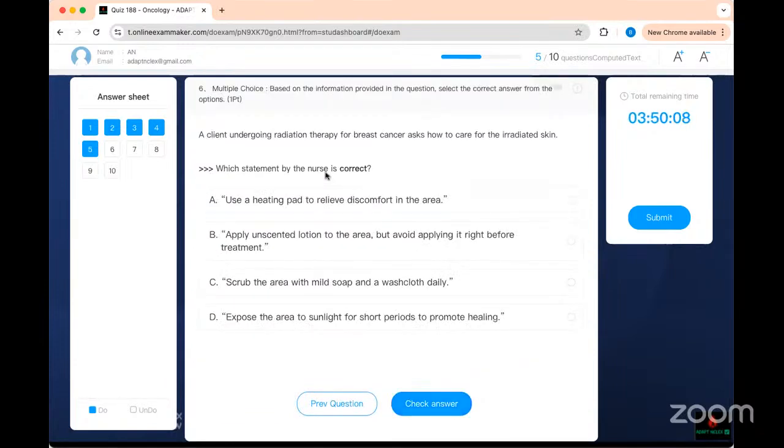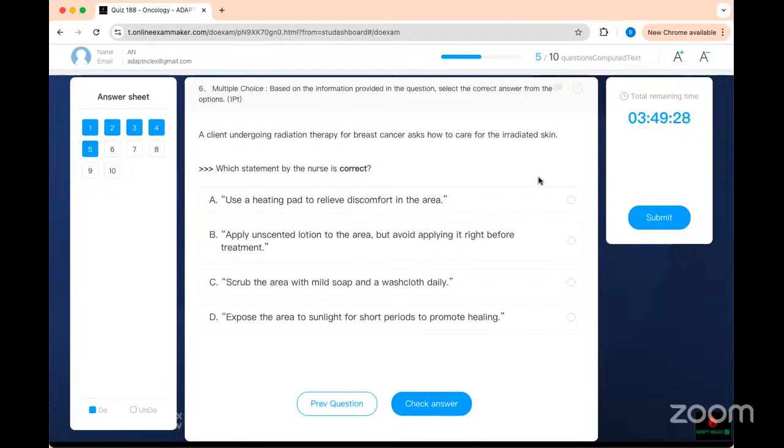Which statement by the nurse is correct? A client undergoing radiation to the breast asks how to care for the irradiated skin. You have to know this, how to care for irradiated skin, because if they don't do well, they get infection, they get a wound, the skin does not heal. Use a heating pad to relieve discomfort in the area, right? You put it on, you feel good. Apply unscented lotion to the area, but avoid applying it right before treatment. Is that okay? Scrub the area with mild soap and a washcloth daily.